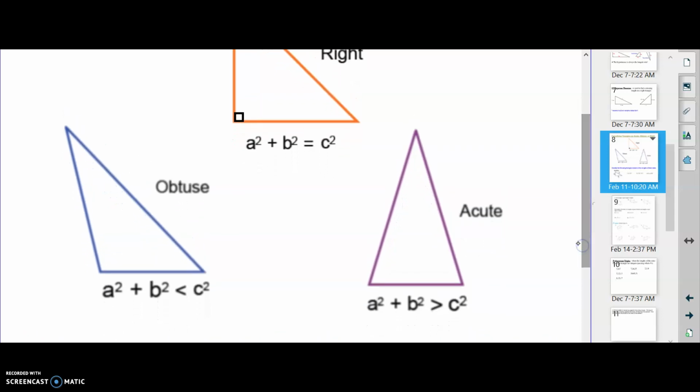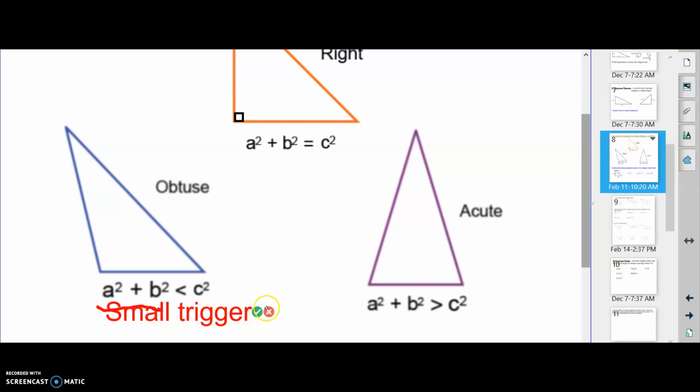So again, you're kind of doing the Pythagorean theorem. If you do a squared plus b squared and c squared as well, and the a squared and the b squared end up being smaller than the c squared, so the c squared is going to be bigger, then it's going to be an obtuse triangle.